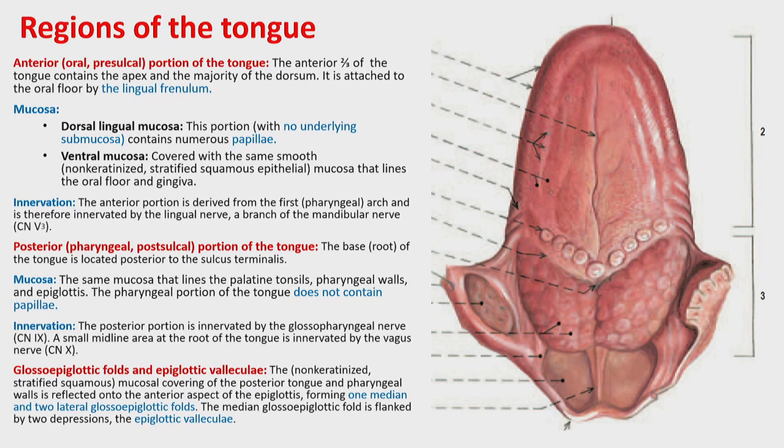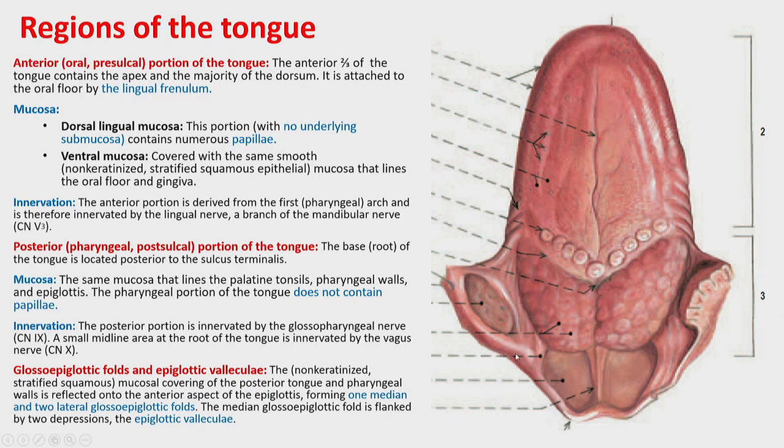So the sensitive or tactile or general sensation of the tongue is innervated by three nerves: the lingual nerve, a branch of the mandibular nerve, for the anterior two-thirds; the posterior one-third mainly by the glossopharyngeal, cranial nerve number 9; and only a small center of the posterior aspect of the root of the tongue is innervated by the vagus nerve, cranial nerve number 10.